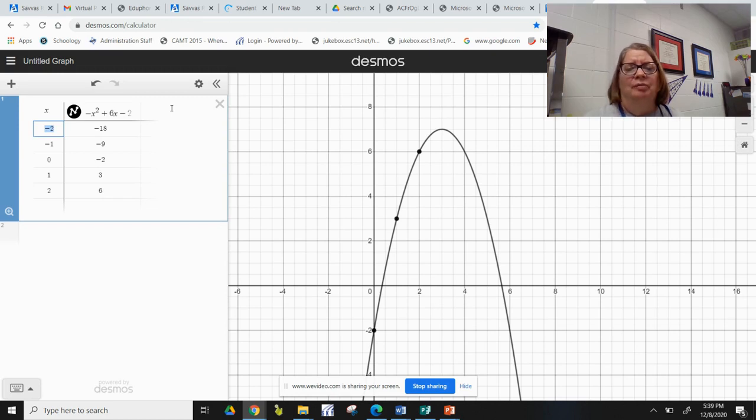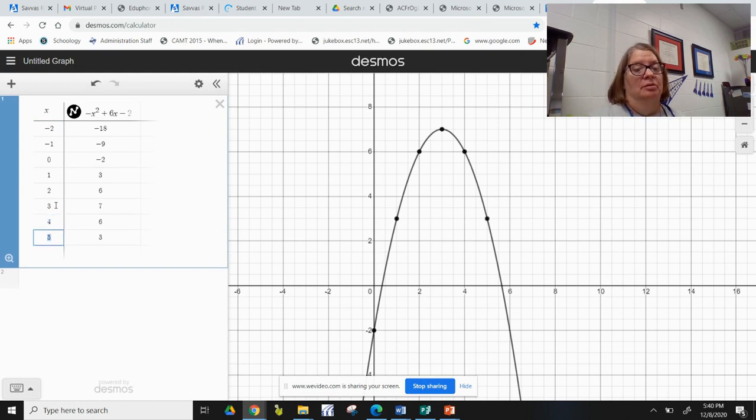So you can put whatever numbers you want in the table. I would put some on this side of the parabola and some on this side of the parabola. And if you need more, remember with Desmos in the table, if you need more numbers, you can type in more numbers. Right? So you can fill in your table.